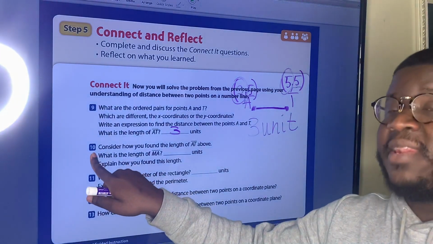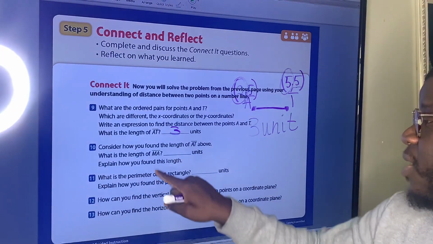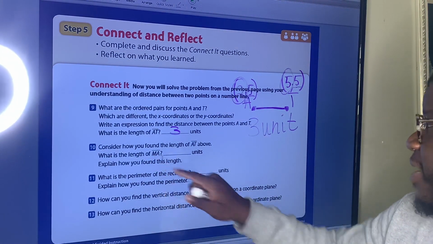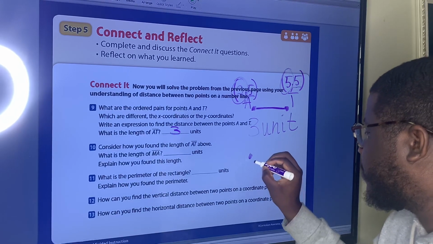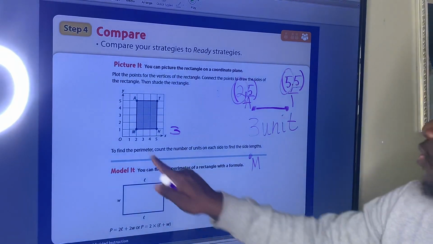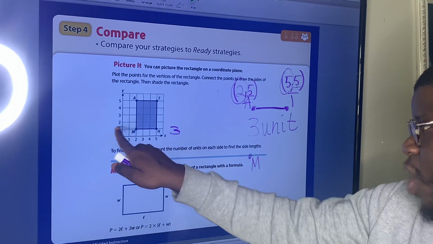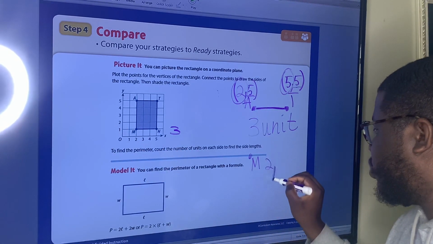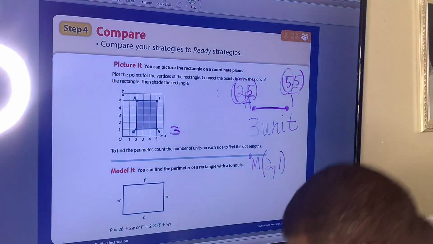Now let's take a look at the next question. The next question is asking us, how can you find the length for MA? MA, remember M was here at the bottom. Let's go back and look at the coordinates for M. The coordinates for M were 2, 1. So my x-axis is 2, my y-axis is 1. Now let's look at the question.